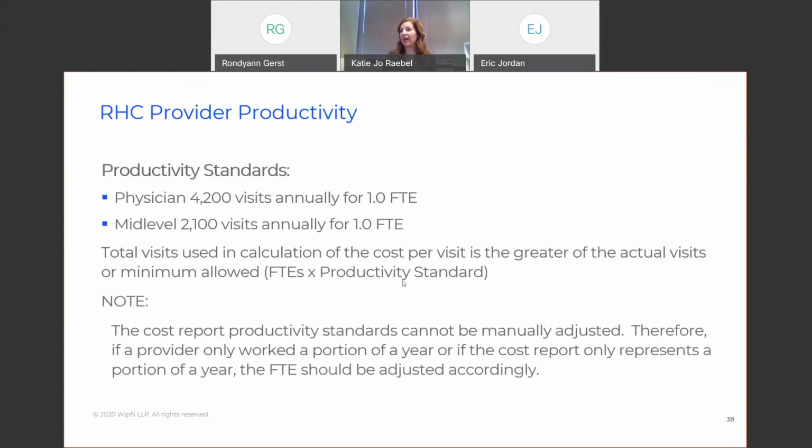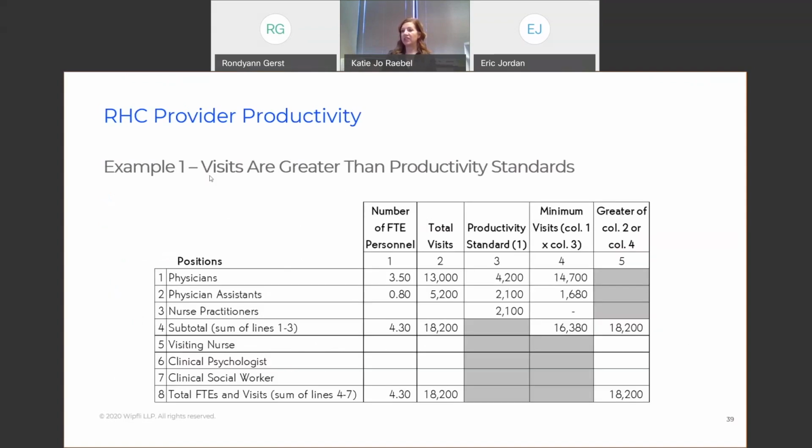But we also have this methodology that Medicare put in place of productivity standards. And what Medicare has said is that for each physician FTE, they expect that 4,200 visits are going to be performed annually. And for each mid-level FTE, half that will be performed. And so when we get to the end and we look at actual visits versus productivity standard visits, that's what's going to be used in the calculation, the greater of the two.